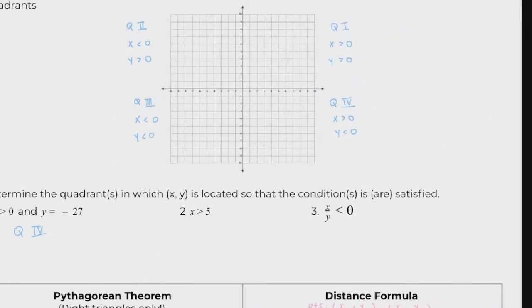Number 2, it says x is greater than 5. So again, we want x coordinates that are positive. So that'll be quadrant 1 and quadrant 4. But this time there are no restrictions on y, so it would be both quadrant 1 and 4.